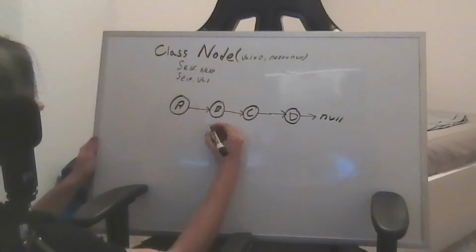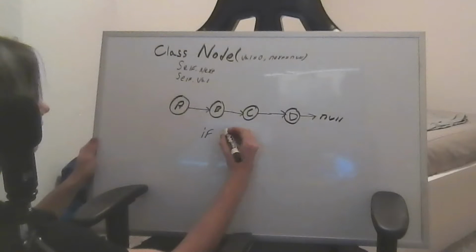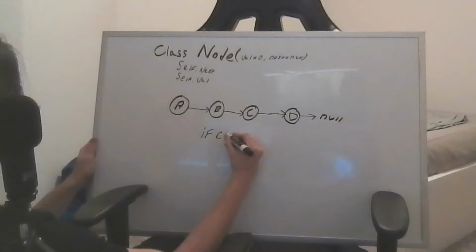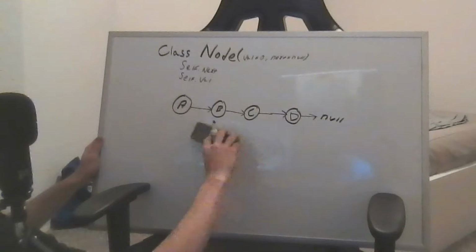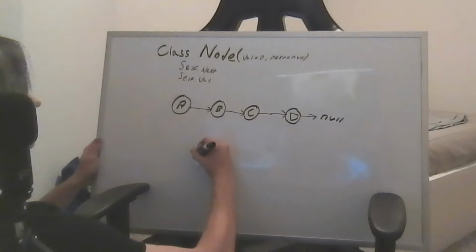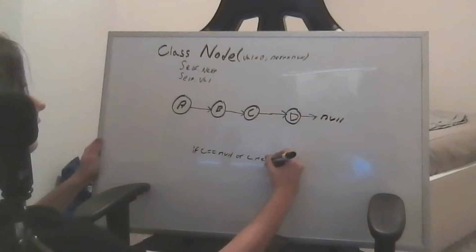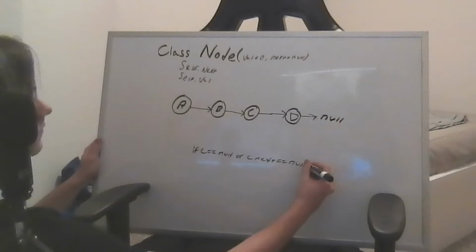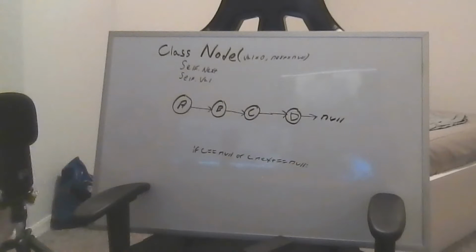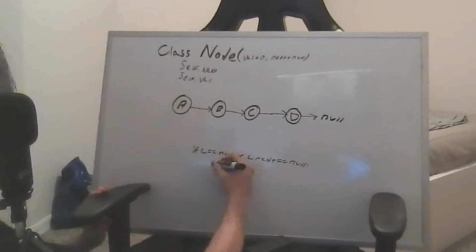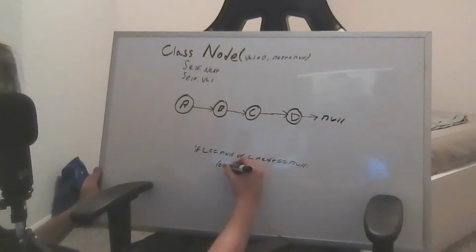So of course we're going to say initially, if C, the current node we're on, is equal to null, or C.next equals null, in this case we are just going to return the head, and we will see why this is in a minute. So just bear with me here.